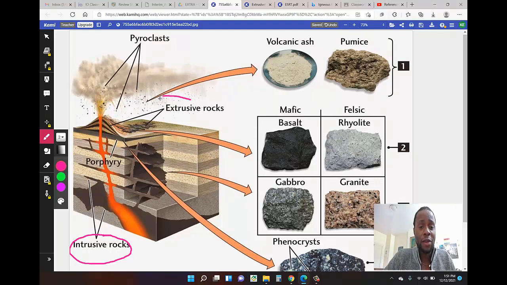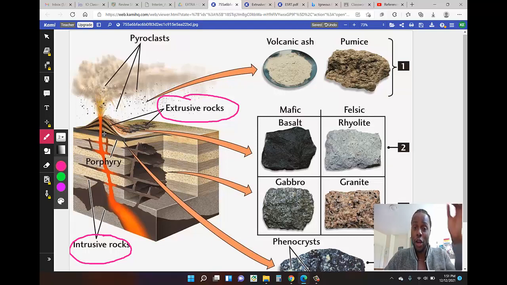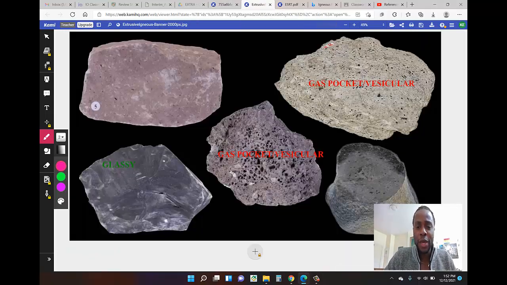While on the other hand, you have the extrusive igneous rock right here. Now, these are rocks that made it to the Earth's surface. So these rocks come in contact with air, they come in contact with the Earth's surface. As a result, they cool down fast. Okay, and some of them interact with the air. And as a result of their interaction with the air in the atmosphere, they have gas pockets, like pumice, for example.